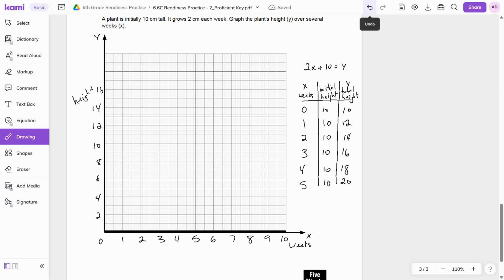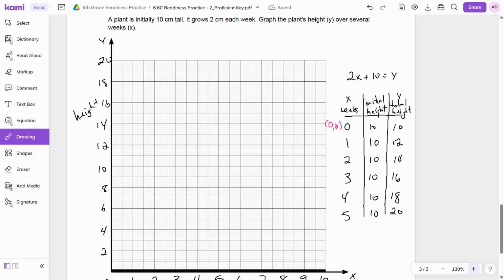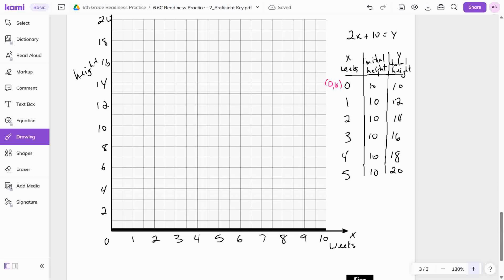16, 18, 20. All right, so let's change colors here so we can see it. All right, so my first point is going to be 0, 10. So at the 0 weeks, this plant starts at 10 centimeters. So it starts right there, 0, 10. Call that a y-intercept because it's sitting right on that y-axis.